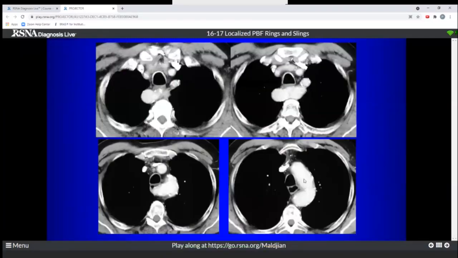And indeed, this patient has a left arch, and you can see this aberrant vessel. That's an aberrant right subclavian artery that is going across behind the trachea and the esophagus. So this deviates the trachea anteriorly, which is what we see on the lateral view.